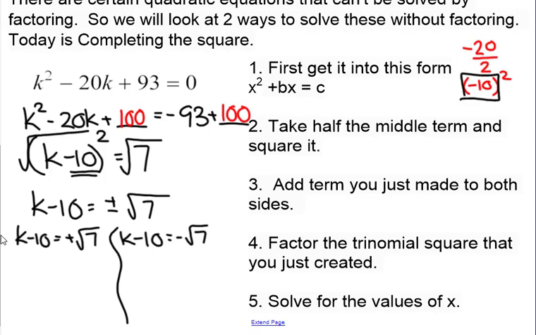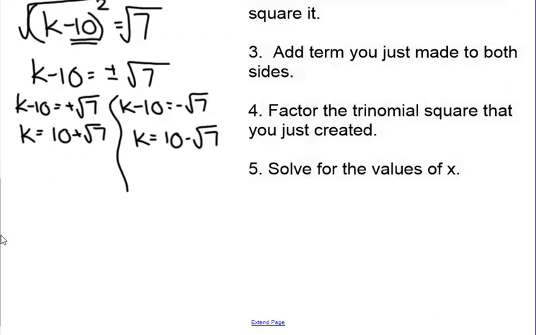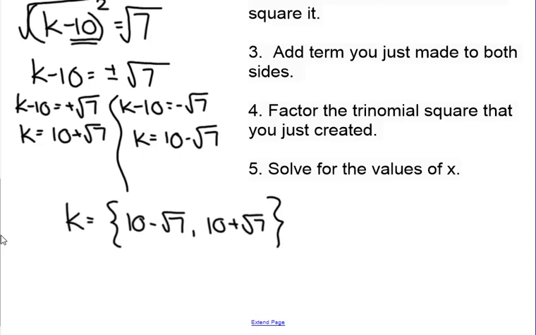Add 10 to both sides, so k is equal to 10 plus root of 7. K is equal to 10 subtract root of 7. So in your squiggle brackets, you would say k is equal to 10 subtract root of 7 and 10 plus root of 7.